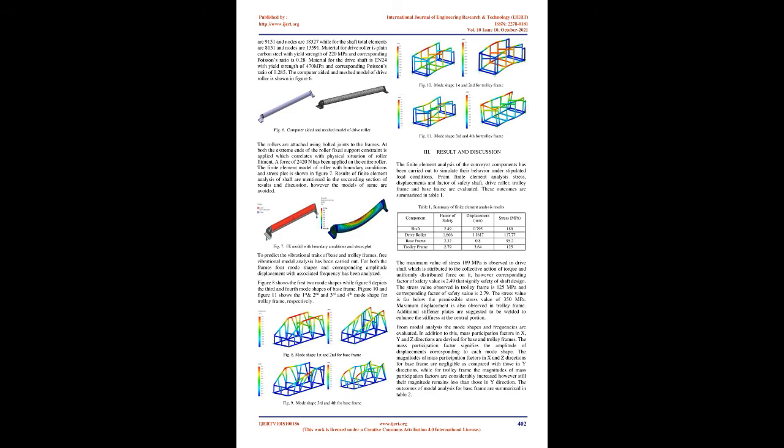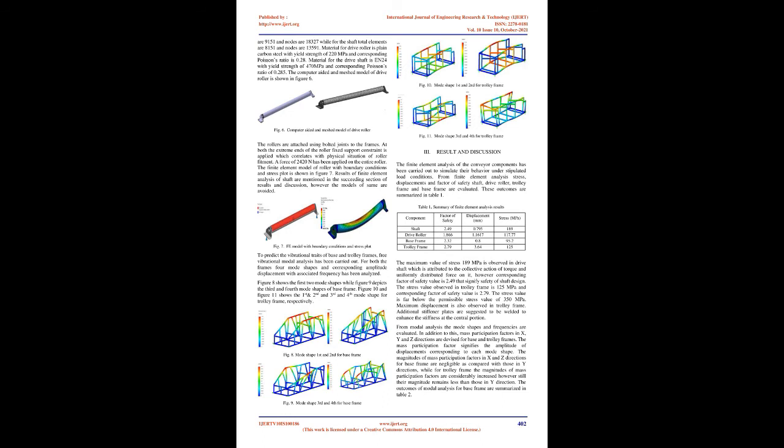For the drive roller, total elements are 9,151 and nodes are 18,327, while for the shaft total elements are 8,151 and nodes are 13,591. Material for drive roller is plain carbon steel with yield strength of 220 MPa and corresponding Poisson's ratio of 0.28. Material for the drive shaft is EN24 with yield strength of 470 MPa and corresponding Poisson's ratio of 0.285. The computer-aided and meshed model of drive roller is shown in Figure 6. Fig 6. Computer-aided and meshed model of drive roller.